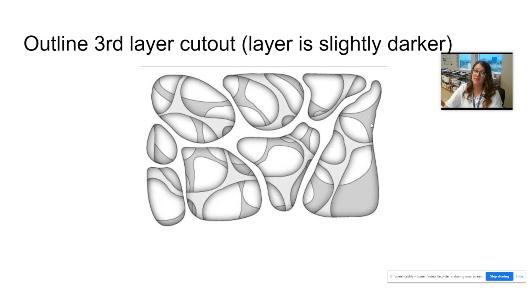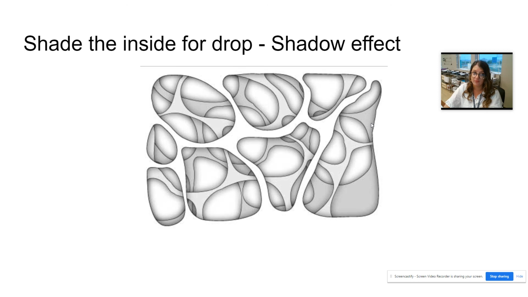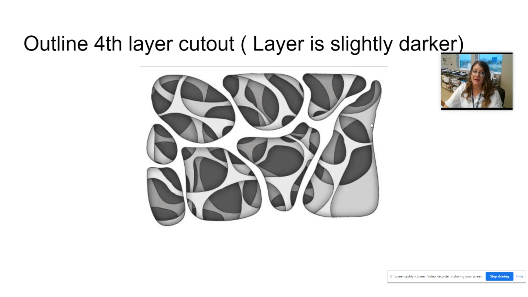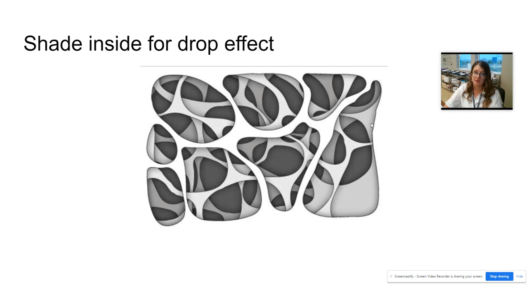Then you have your third layer cutout, and this layer is slightly darker. Then you're going to shade inside for the drop shadow effect. And then you have your fourth. Remember, this layer is slightly darker, and you're going to shade the inside for that drop effect as well. Okay, that is your entire project. Please let me know if you guys have any questions, and let's get started.